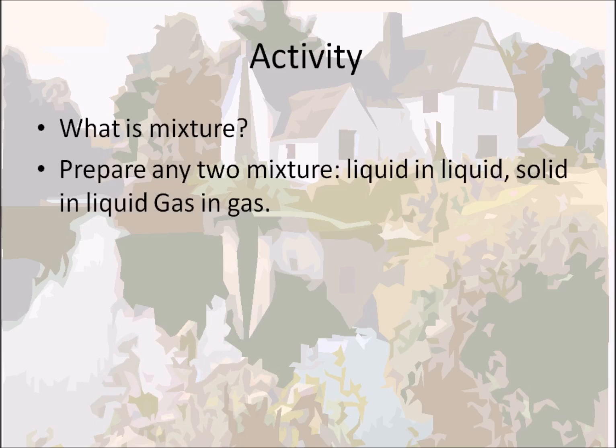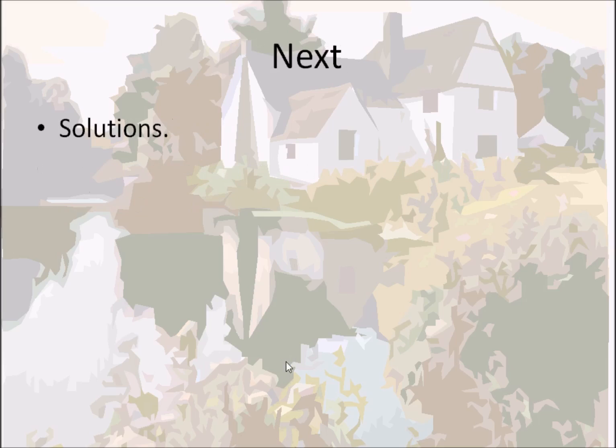Now I'll give you one very simple activity with two questions in it. First is, what is a mixture? And second, you have to prepare kinds of mixture: first with liquid and liquid, third with solid and liquid, and fourth with gas and gas, in your notebooks. So in the next session we'll be discussing solutions, which are the homogeneous mixture. Thank you.